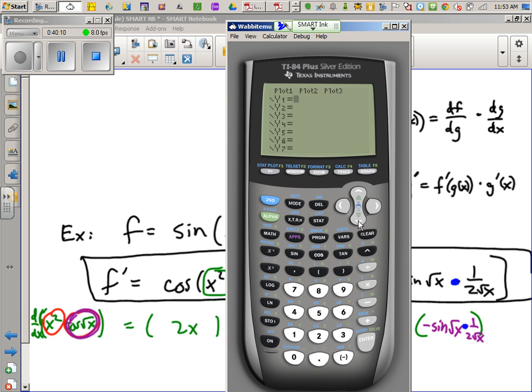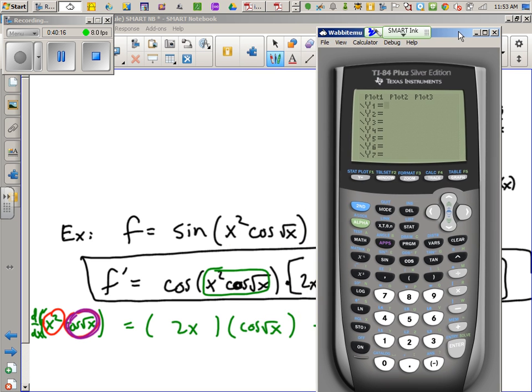Now you can do this from the home screen, or you can type it in as a graph. It doesn't really matter. I'm going to do it as a graph. So I'm going to type very carefully sine of what? X squared times cos rad x. And I'm really not interested in the graph. I couldn't care less about the graph right now. I was hoping to just find the derivative at some number.